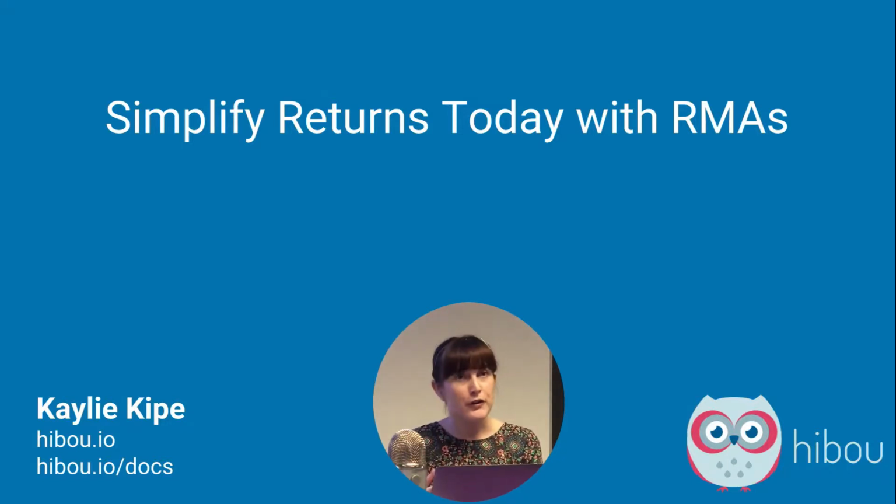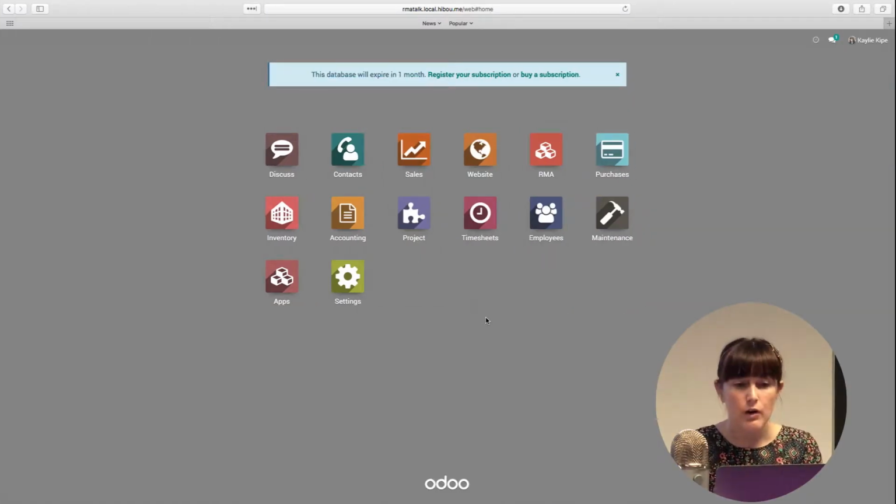So we're going to be going through things pretty quickly because RMAs is a huge subject and we only have 10 minutes. So if I go a little too fast, never fear, this is all documented on our website, hibou.io/docs. So we'll go ahead and get started here. The RMA app is part of the Hibou Odoo Suite, which is an open source project. This application is available today through our GitHub repository for versions 10 and 11.